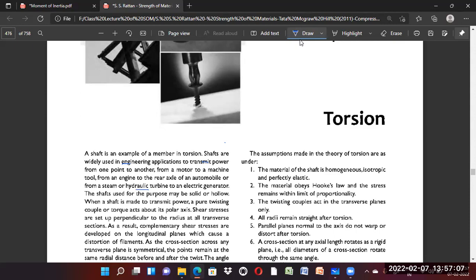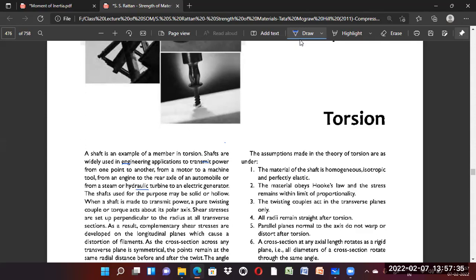So it is the particular machine member which transmits power from the prime mover: from a motor to a machine, from an engine to the rear axle of an automobile, as well as from a steam or hydraulic turbine to the electrical generator. This is an example of a hydraulic shaft.